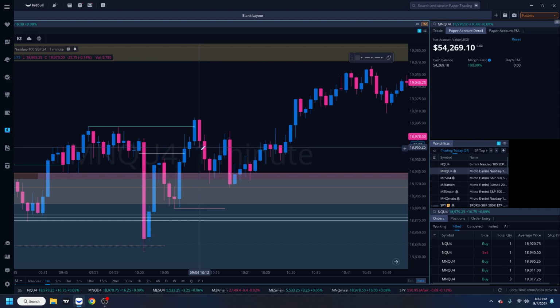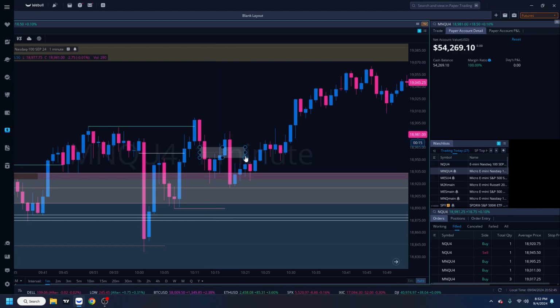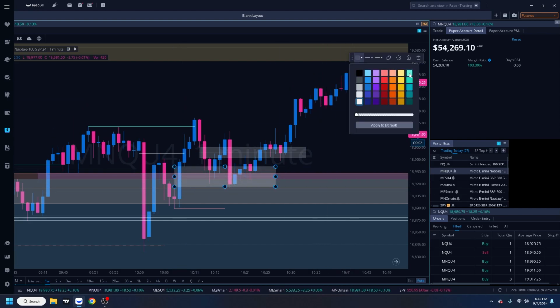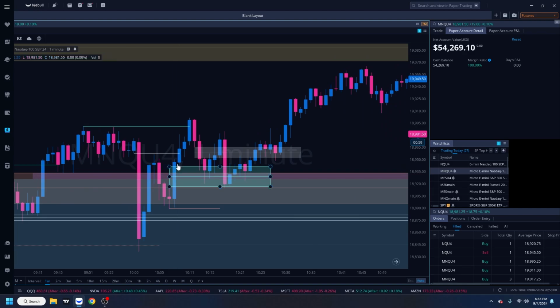Inverse fair value gap forms here. Get fair value gap. We inverse it, then we reclaim it, and then we reclaim the inverse fair value gap. You could be entering long in here, right? There's this fair value gap here, right? So you could be entering long inside of this box, and your stop loss would be below this low or below sell side right here.